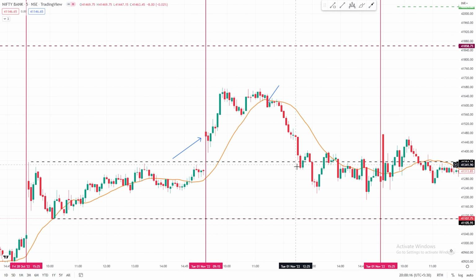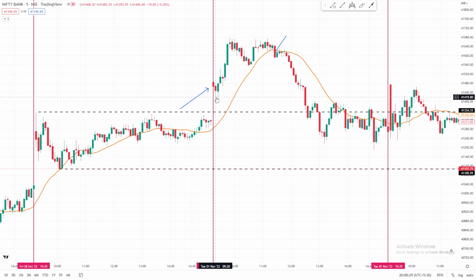It is a massive fall. So this is a downside trade. You can trade vice versa. If the market opens below the previous day low and it returns, it has to cross the 20 SMA and close above the orange color 20 SMA. So you can go for an upside trade.